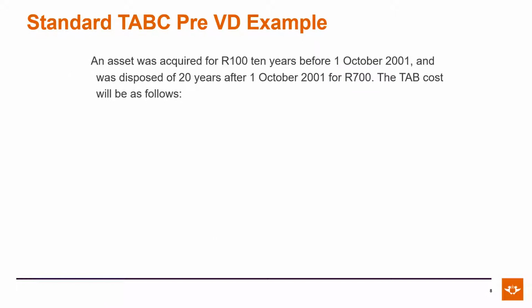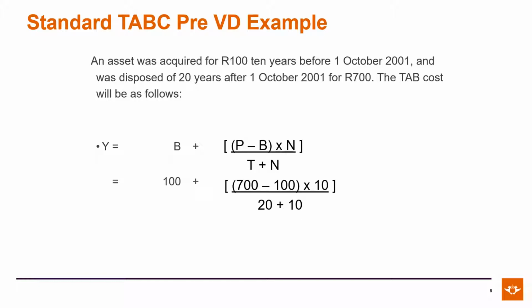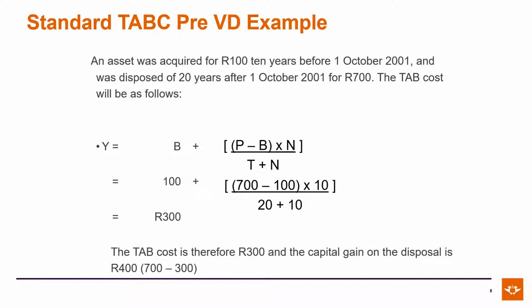In the example, B is all expenditure before 2001, P is your proceeds, N is the number of years from acquisition until 1 October 2001, and T is the number of years from 1 October 2001 until disposal of the asset. In this case, the base cost is 300 Rand and the capital gain therefore is 400 Rand.